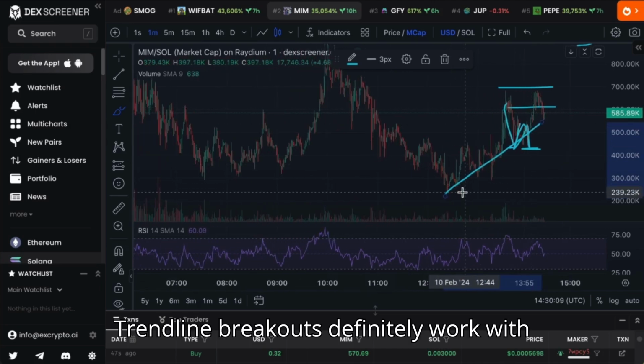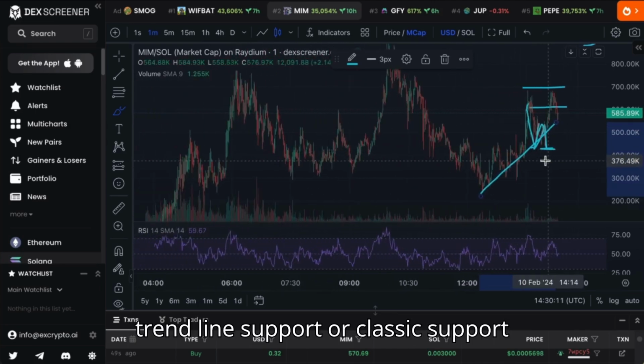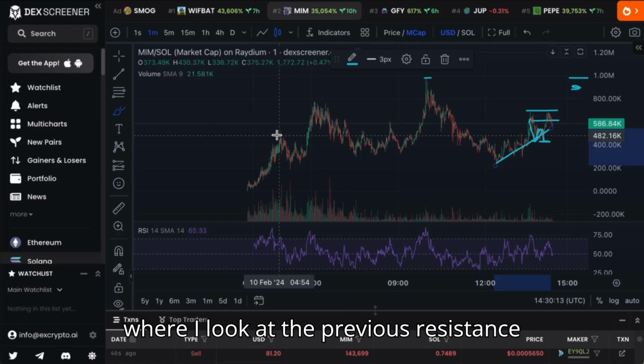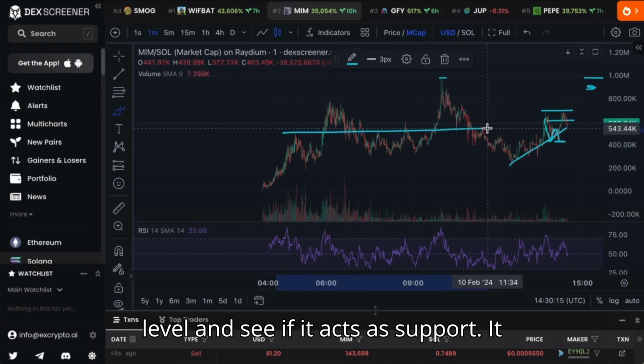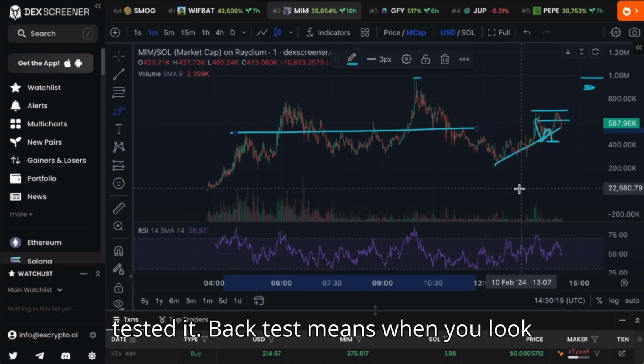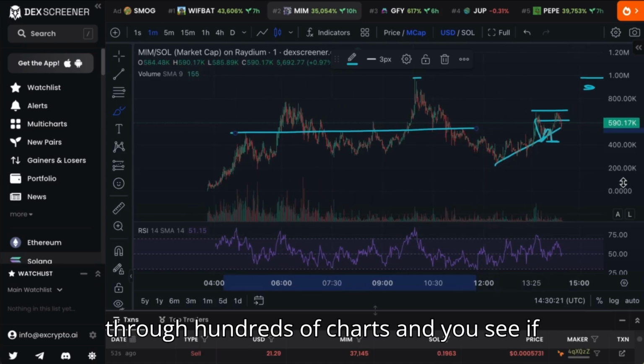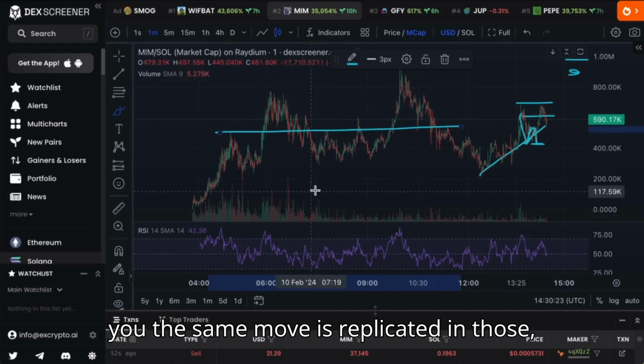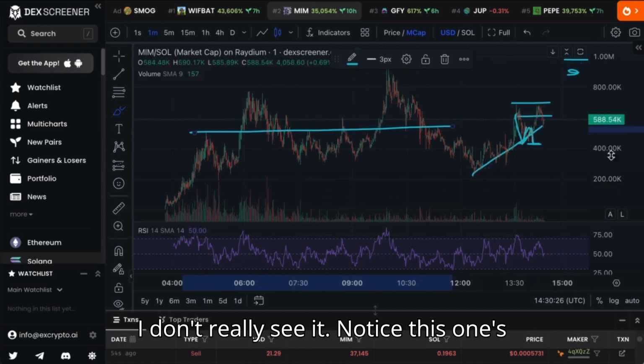Trend line breakouts definitely work, but trend line support or classic support, where I look at the previous resistance level and see if it acts as support, it doesn't work with meme coins. I've back tested it. Back test means when you look through hundreds of charts and you see if the same move is replicated in those. I don't really see it.